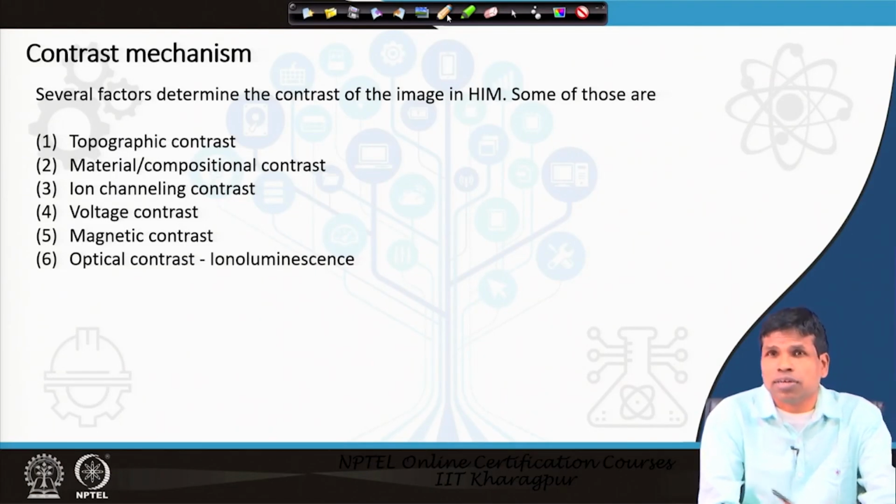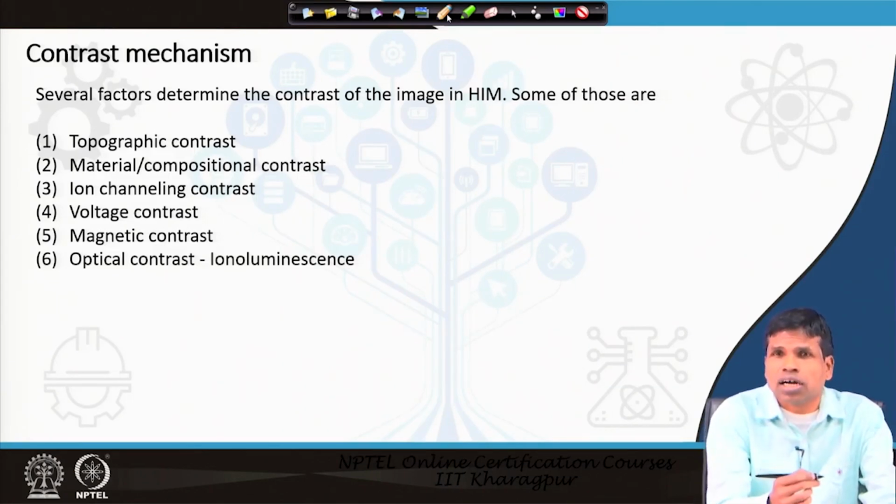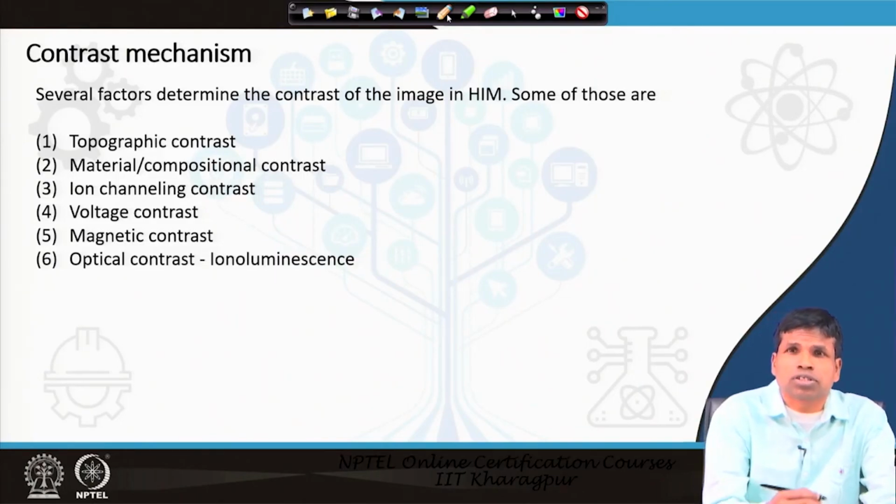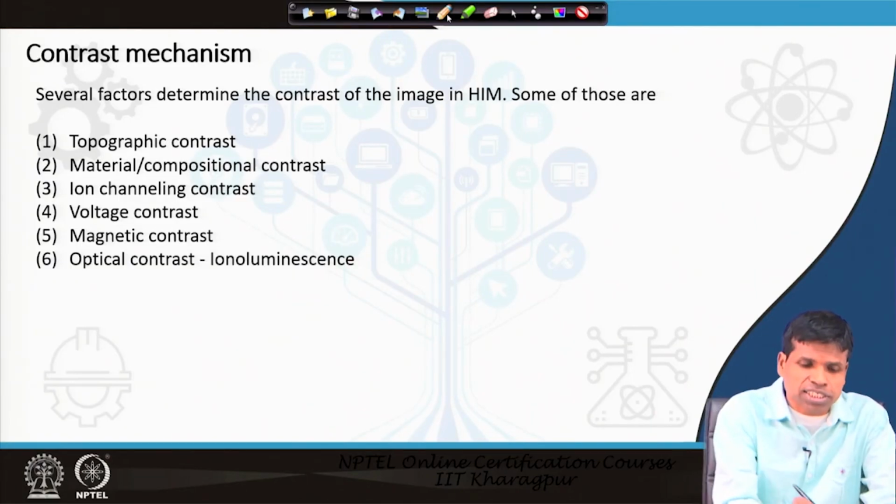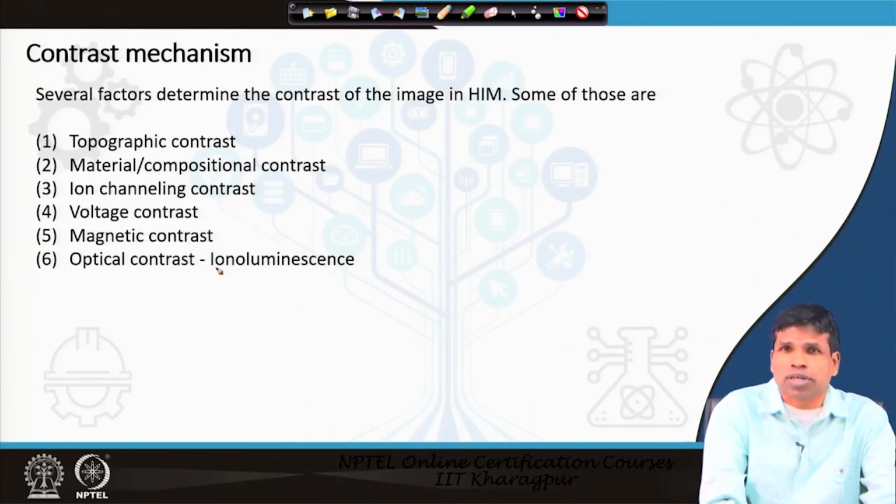Magnetic contrast: depending on the magnetic domains, the magnetic field will be aligned in different directions, and they will facilitate or not facilitate generation of secondary electrons, and that way we can find the contrast difference. That is magnetic contrast. Optical contrast: depending upon the optical nature of the material, it can give luminescence. Like in scanning electron microscopy we discussed cathodoluminescence because electrons were bombarding the specimen, but in this case we say it is ionoluminescence because ions are bombarding the specimen.